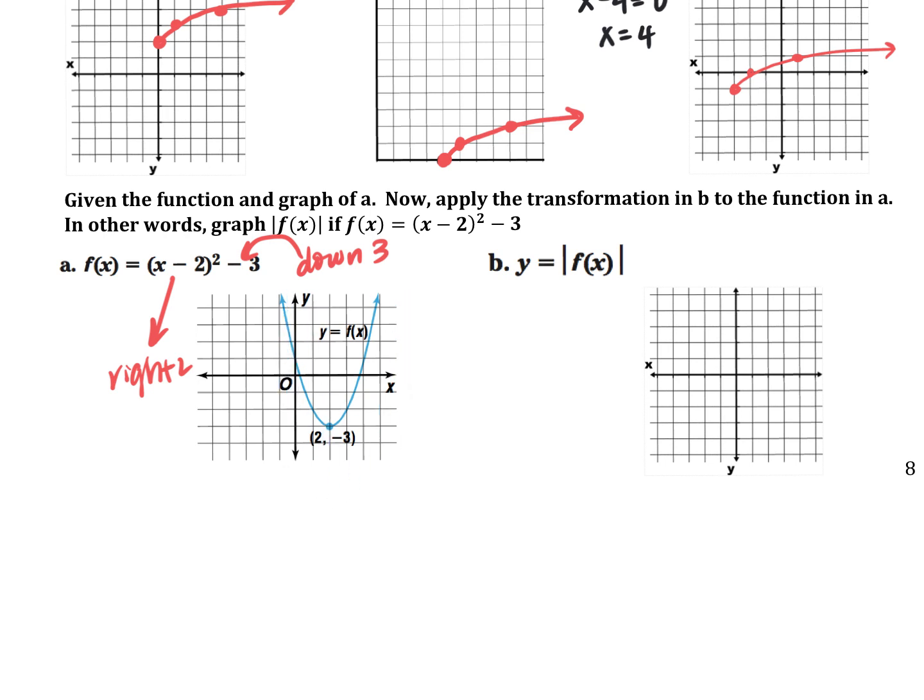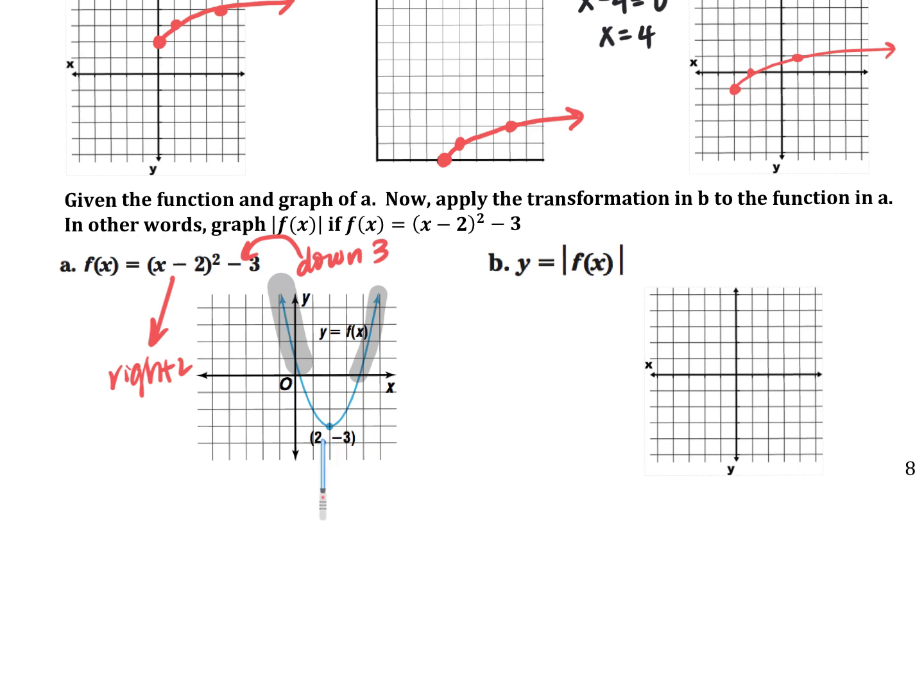Okay, now, what does absolute value mean? Make everything positive. So they're just saying make everything from this graph positive. Question, are these values of this graph already positive? The y values. Yeah, anything above the x-axis is positive. Are these y values positive? So what are these y values? Negative. So I'd have to make them positive.